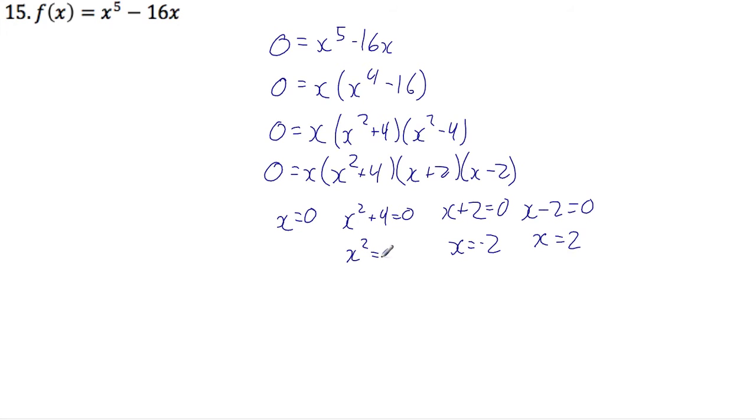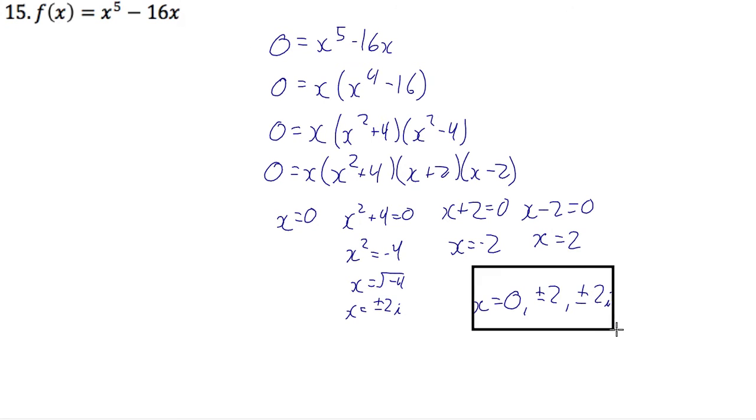Here we get x squared equals -4. Take the square root, so we get x equals the square root of -4. So x equals plus or minus 2i. We can write this as a list. So x equals 0, plus or minus 2, and plus or minus 2i. I've been saying write these as points, but here there are 5 of them. It's all right.